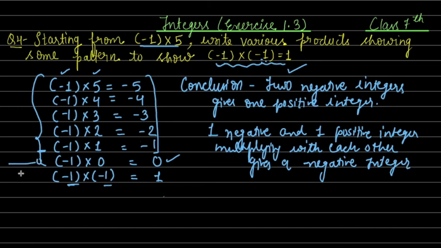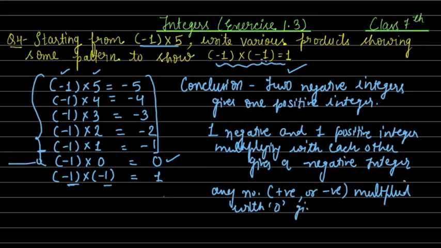What else you have observed? If you see, this is little different, so we will write any number, positive or negative, multiplied with 0 gives 0 as product. Right? So this is the observation with this pattern we have written. So this was question number 4 of this exercise.